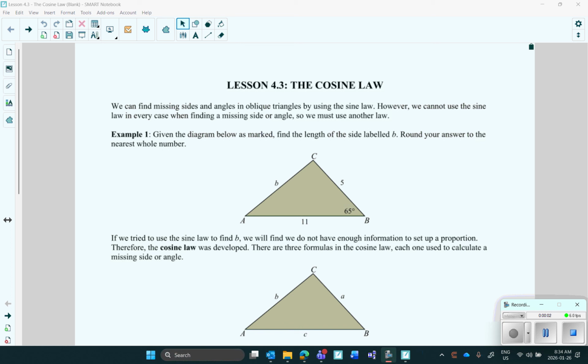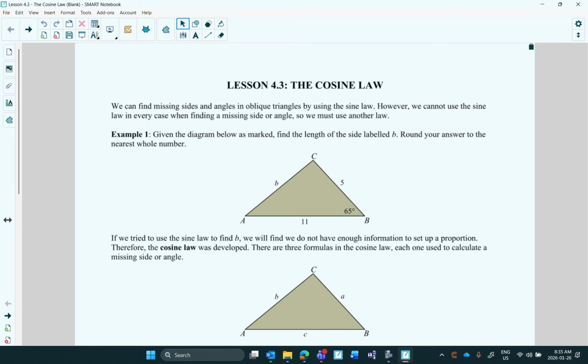So we talked about sine law. And remember I said to use sine law, you need to know an angle and its opposite side in order to set up the formula. Sometimes you have to find the angle first by doing 180 minus the two other angles before you set up sine law, but you always have to know a side and its opposite angle.